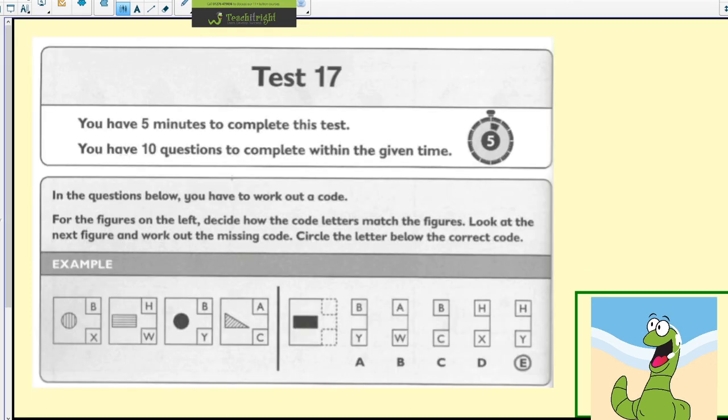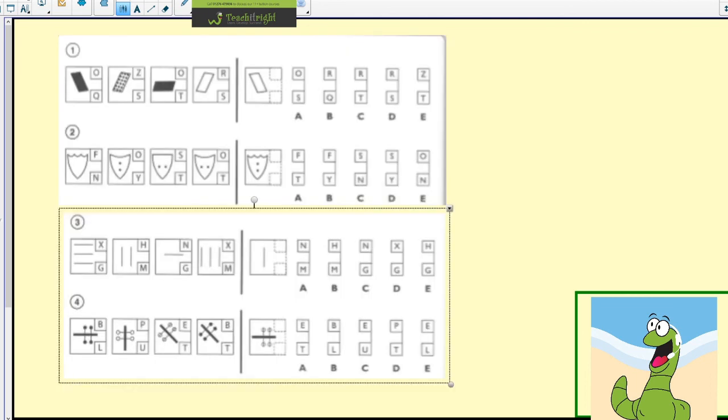That's it. All right, you're doing really, really well. Test 17, let's just run through it together. Nearly there. Again, this is coding. I'll just go through and tell you what each of the codes means and the answers, of course.